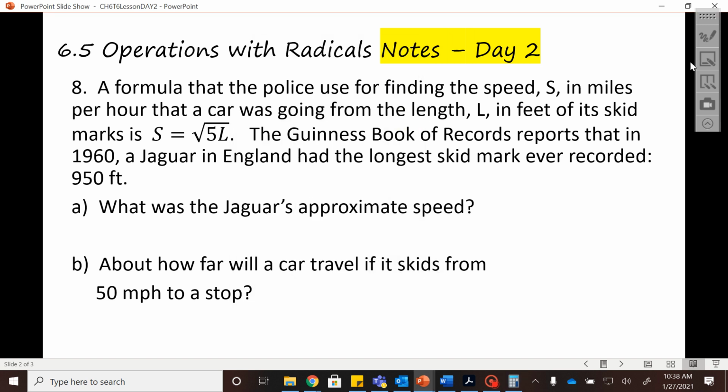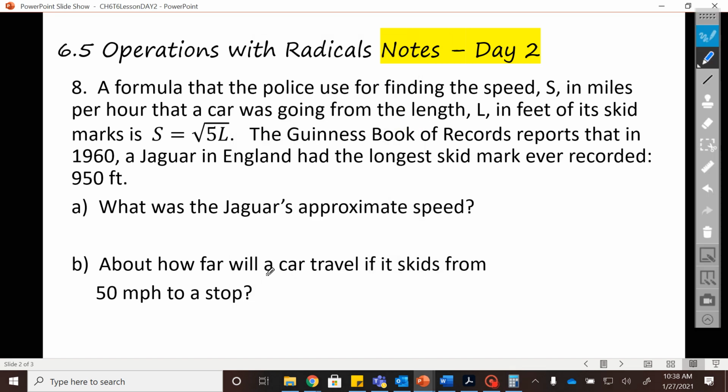Now they also ask how far a car will travel if it skids from 50 miles per hour to a stop. So this one they're giving us the speed. We have a formula, but this one they're giving us the speed instead of the length. So I'm going to replace the speed with 50 miles per hour. So the formula becomes 50 equals the square root of 5 times the length.